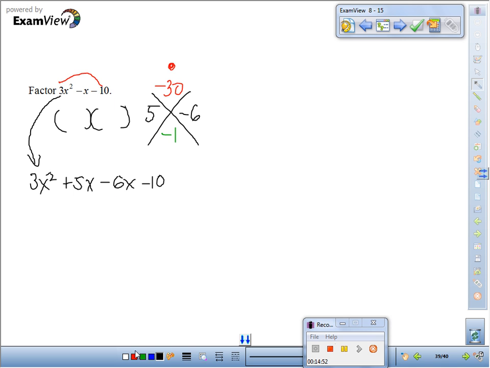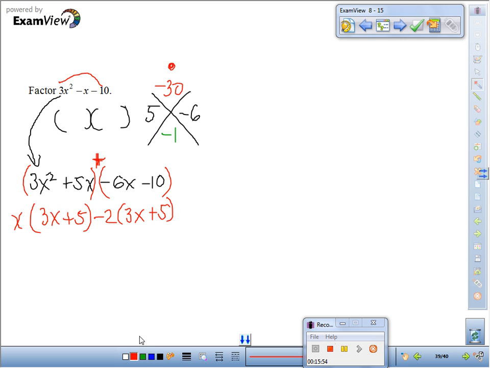Pass it to someone. Pete. Group. Okay. Don't forget, once again, for the second one, if it has a negative, what goes outside? A plus. Okay. All right. So what's our GCF here, Pete? X, and we're left with 3x plus 5. GCF for this one? Negative 2, and we're left with 3x plus 5.